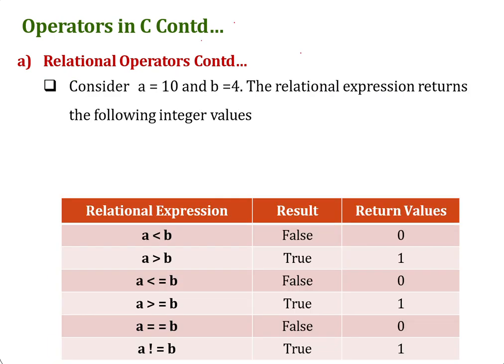Suppose consider the value of A is equal to 10 and B is equal to 4. Now we'll use the basic relational operators like less than or greater than. So what will be the return value? Now A value is 10 and B value is 4. The relational expression given is A less than B. So A is not less than B, right? So the result is false, and so you'll get a return value of 0. And the next statement is A greater than B, which is true. So you get the return value as 1.